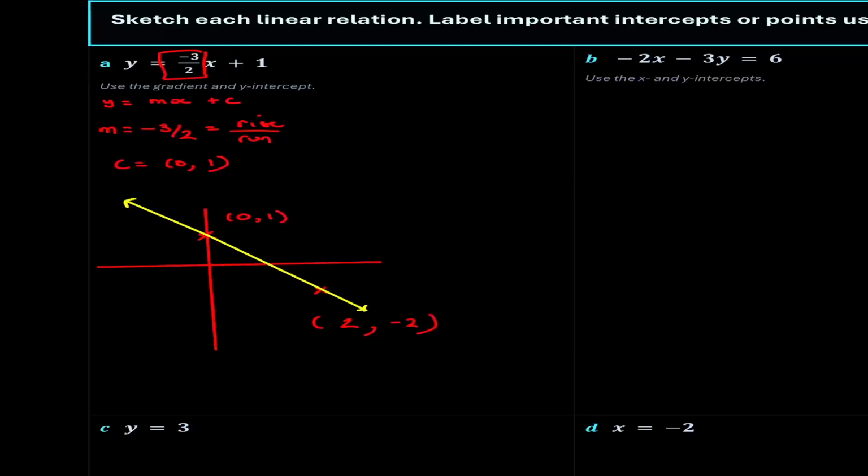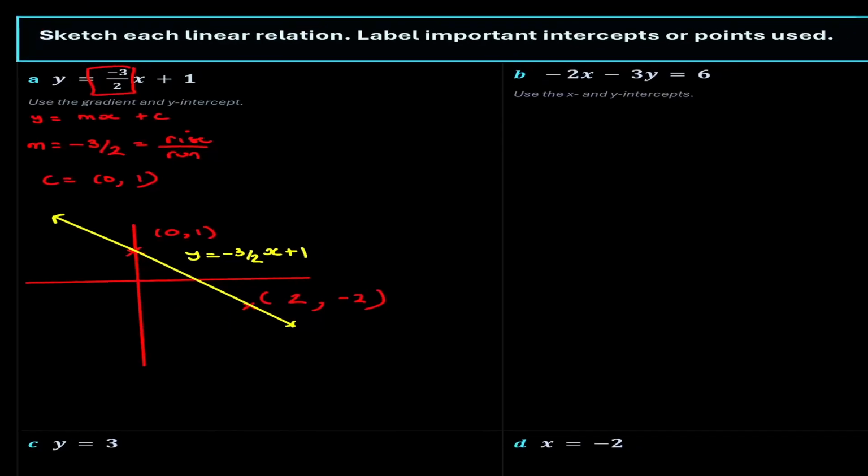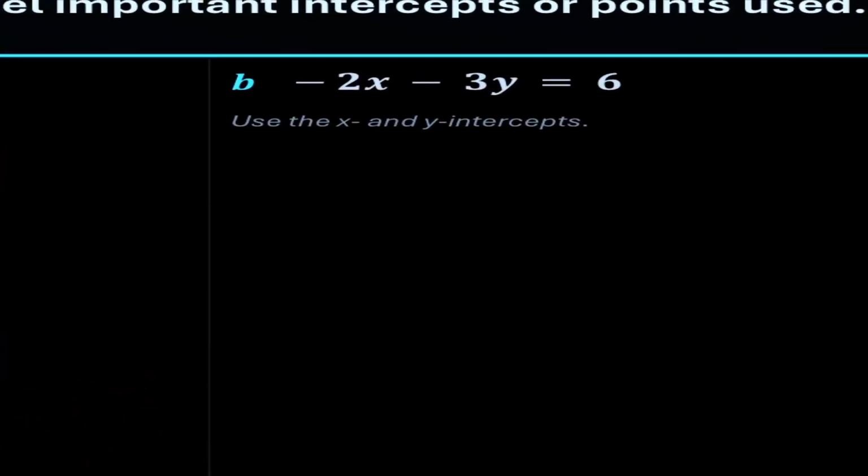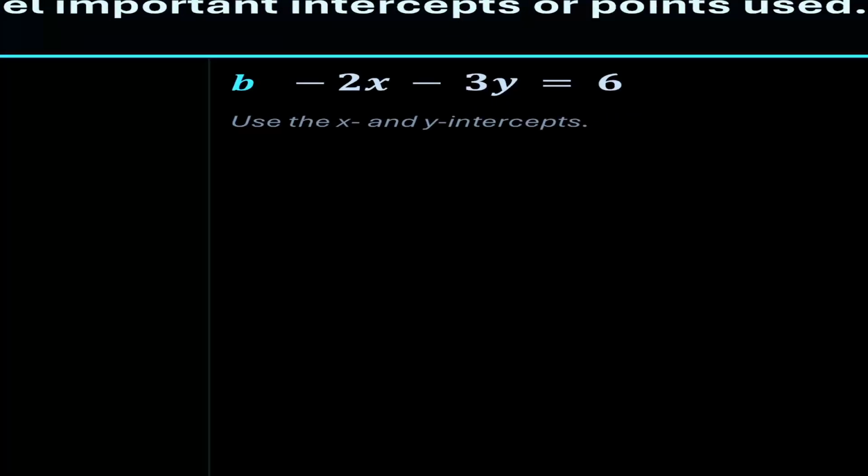And we should label our line. That was y equals -3 on 2x plus 1. And we'll just write the points right next to each other. Very good. That was nice and fun. Okay, what about b? And it's told me to use the x and y intercept.